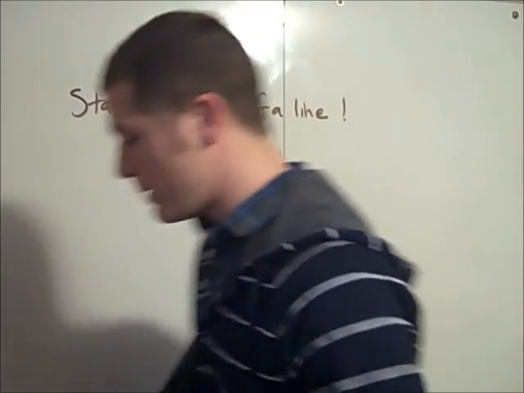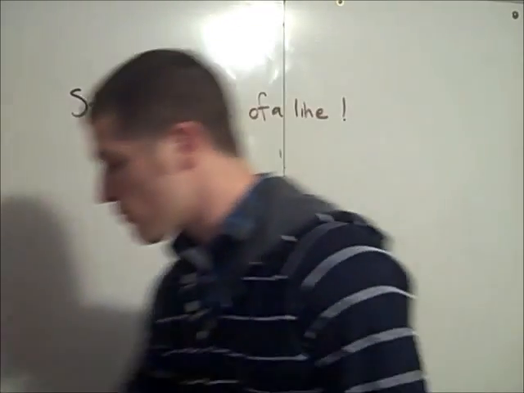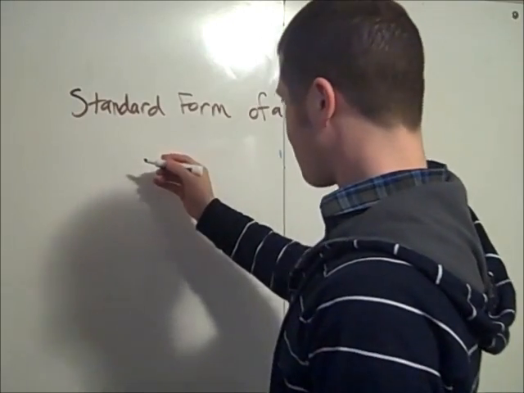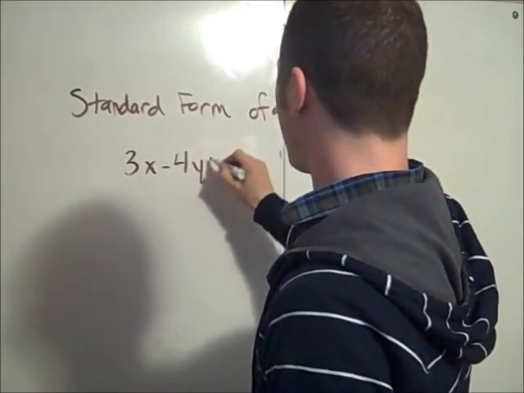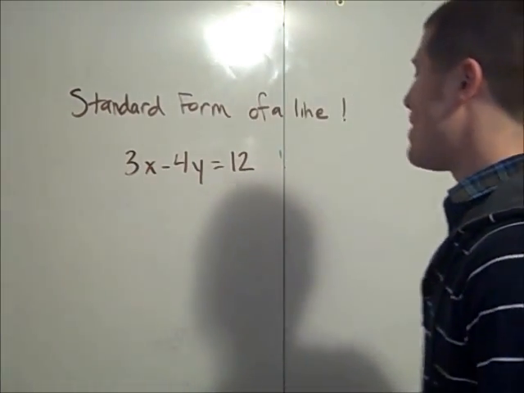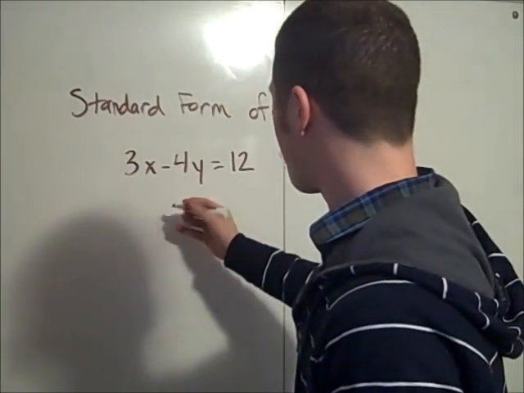Okay. So what's really handy about standard form equations is that you can find the x and y intercepts very quickly. So if we look at the equation 3x - 4y = 12, and we're asked to graph this equation.